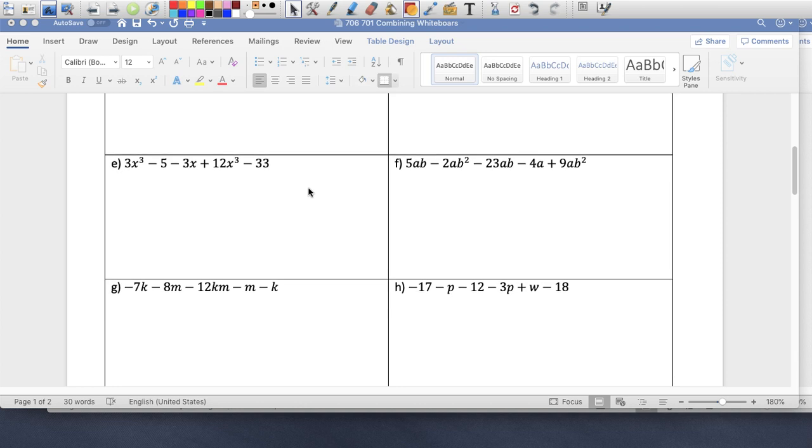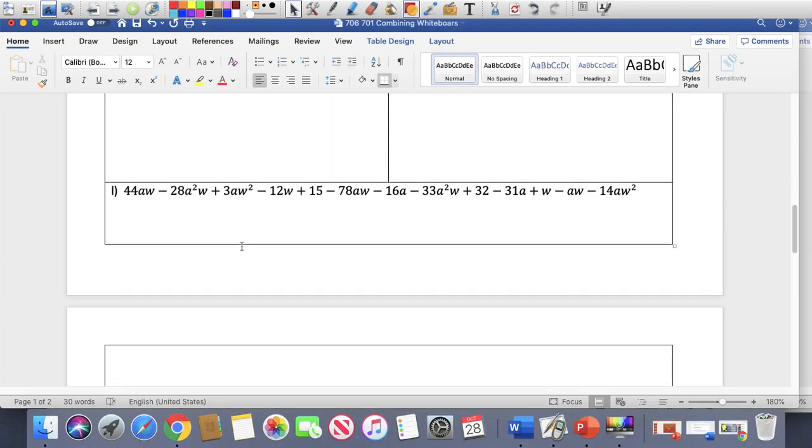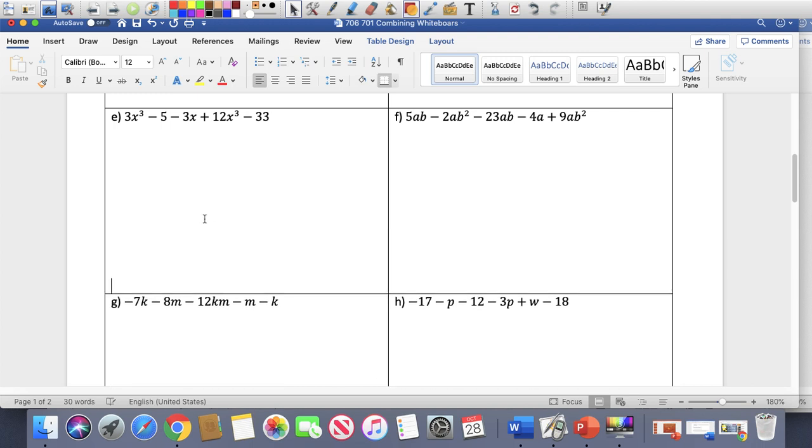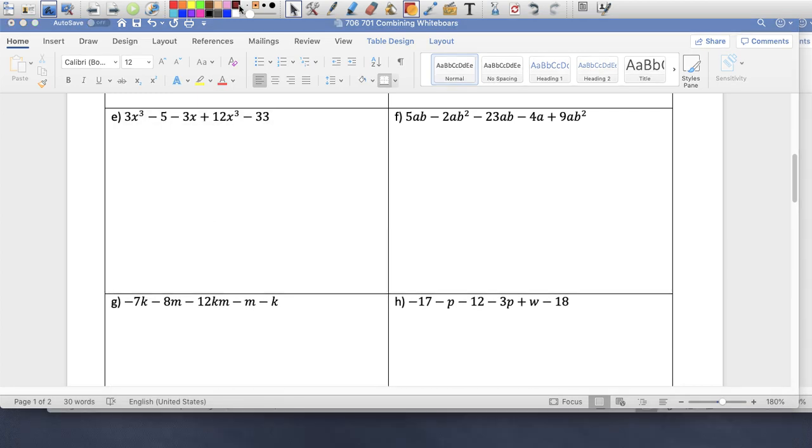Next two. Again, start with the x cubed. And this is an x cubed. So 3x to the third power plus 12x to the third power. In blue, I'm going to put this guy here. Blue, that's not blue.